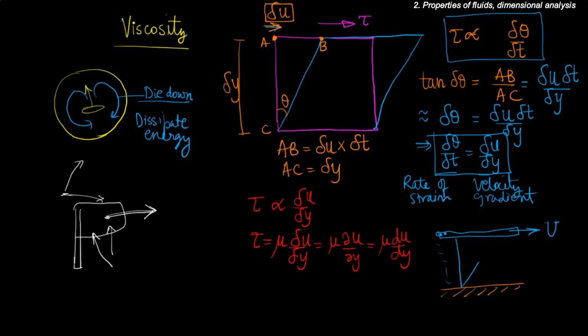Where is such a scenario encountered? If we have a solid plate and fluid on top of the plate, and we move the plate on top of it, it will lead to a linear velocity gradient, and there will be a retarding force on the plate. Viscosity is responsible for that, and the shear stress acting on the plate will be equal to the viscosity times the velocity gradient. The velocity gradient in this case is u upon h.